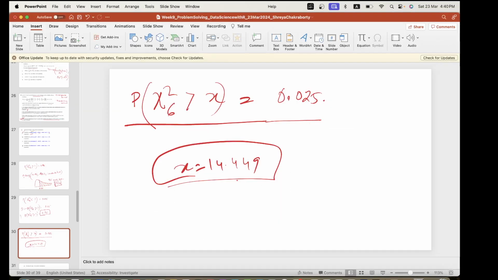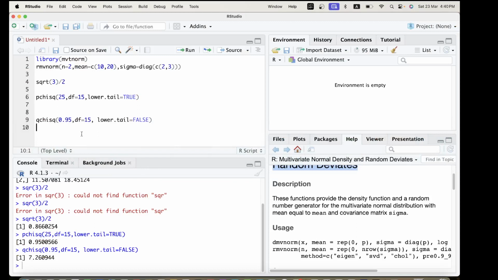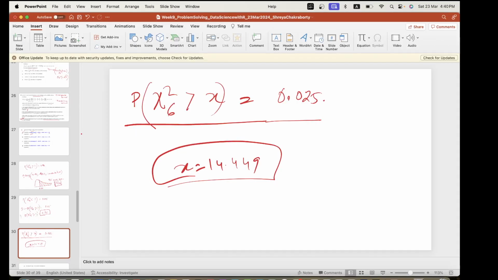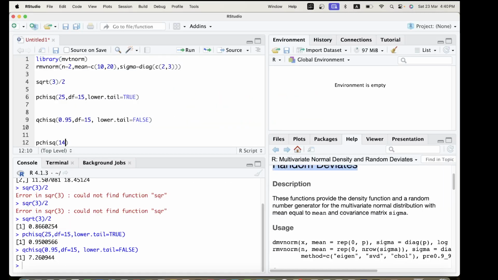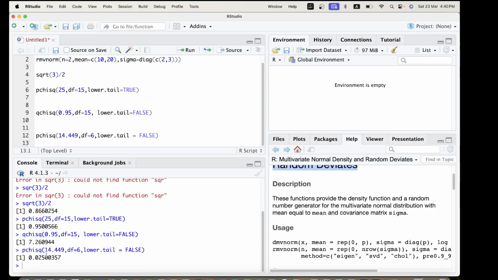If I have to cross check, I can go to my software and check p chi-square. P chi-square is going to give me my area. Q chi-square is going to give me that point above which or below which that certain area lies. So p chi-square 14.449, df equal to 6, and lower.tail equal to false. See, I'm getting 0.025.